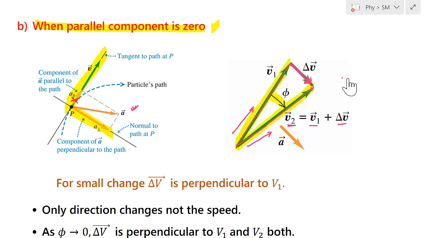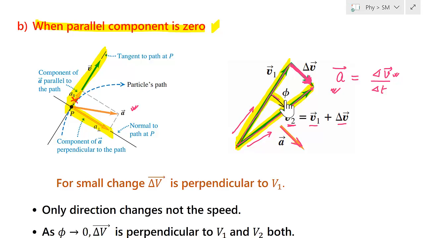Now what is acceleration? Acceleration is nothing but dV by dt. In other words, the direction of acceleration is the same as the direction of change of velocity. This is the direction of dV, so parallel to this direction will be the direction of acceleration. That is perpendicular to the path, perpendicular to the velocity vector.